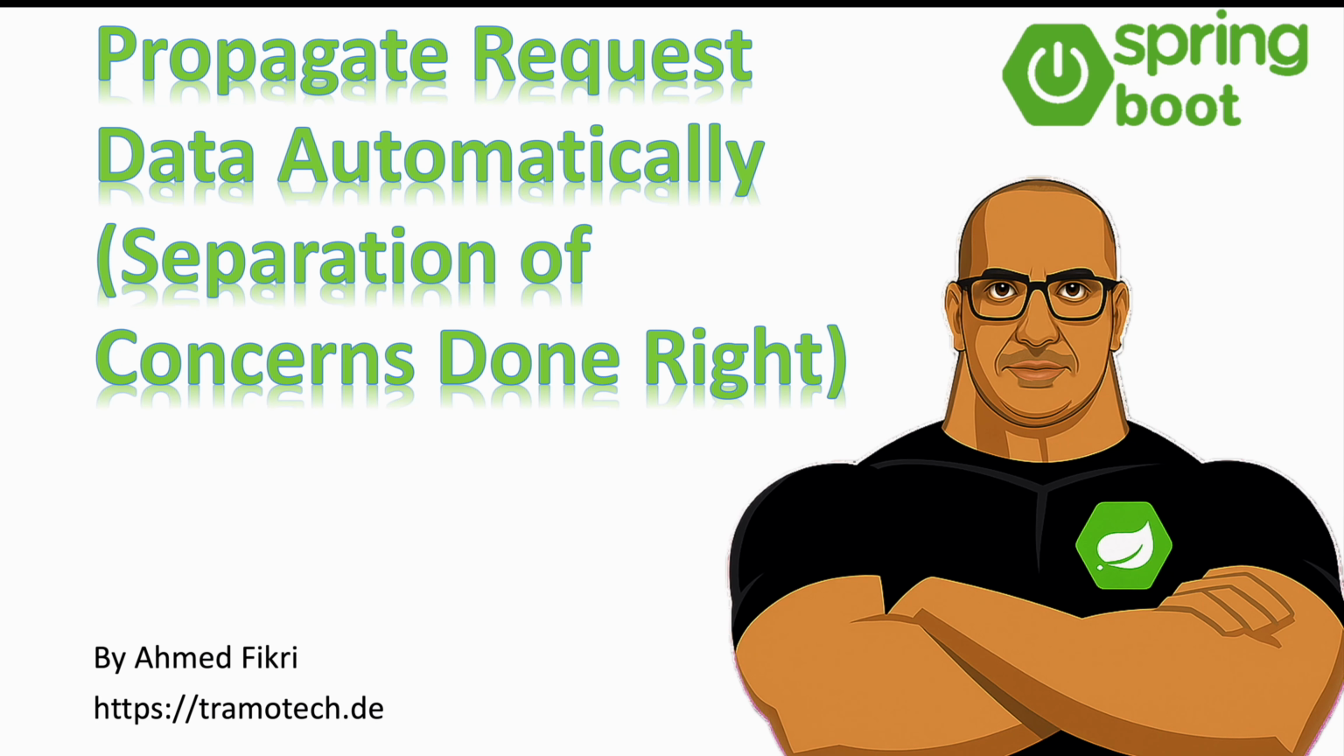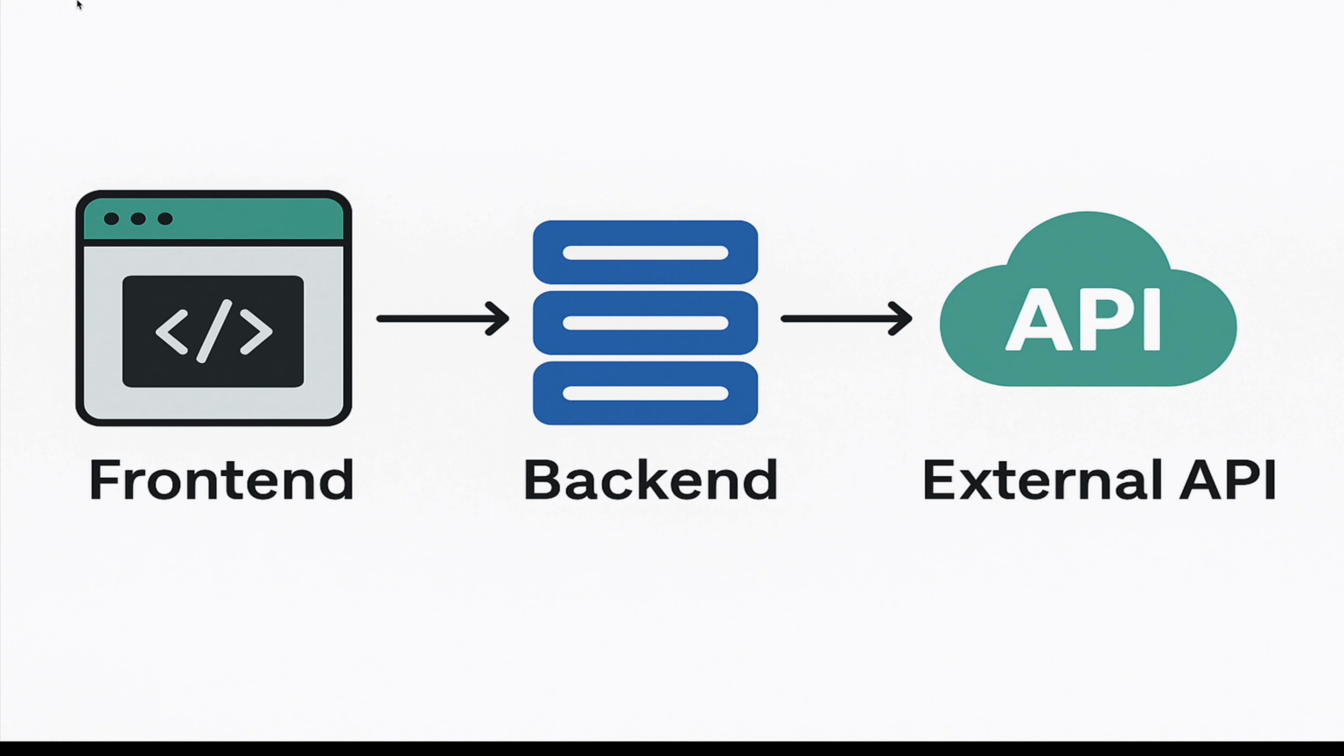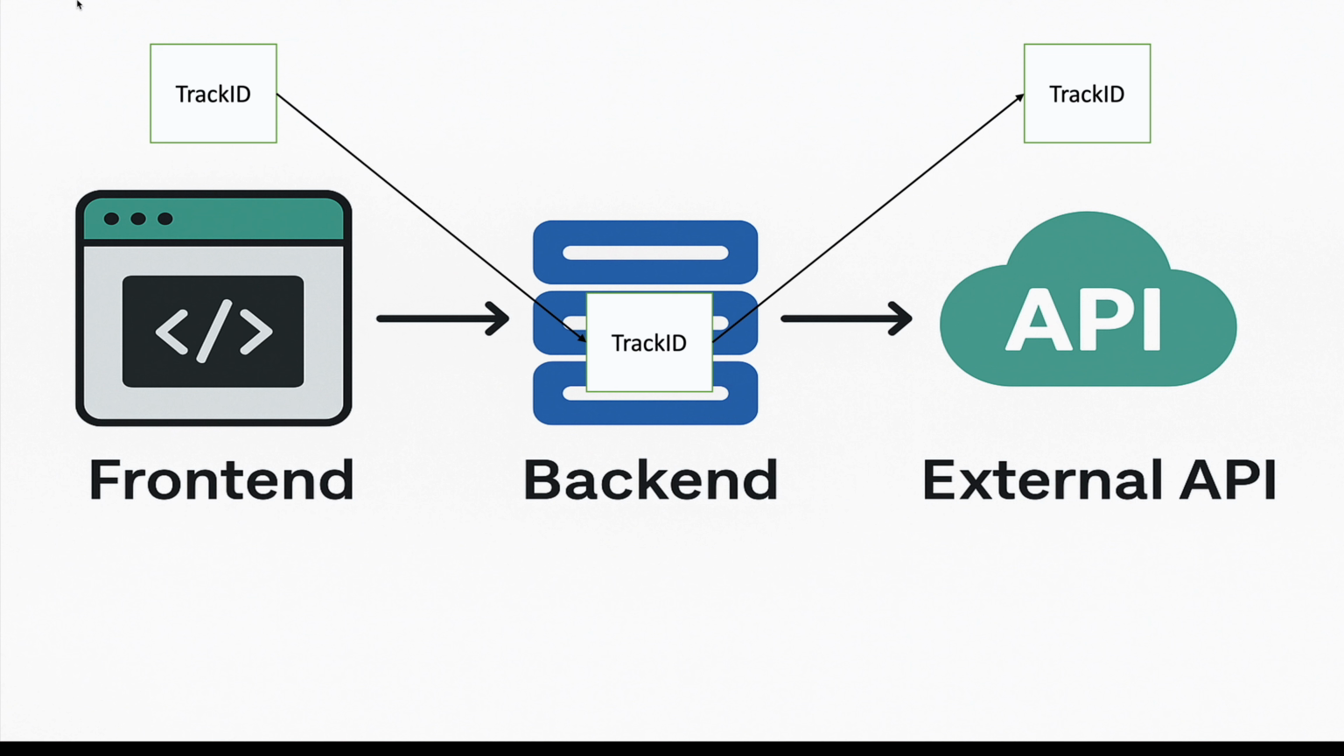Everyone, in today's quick Spring Boot tutorial, I will show you how to automatically propagate a request-specific key, like a track ID or authorization token, across your backend methods. Often your front-end sends a key that needs to reach an external API through your backend. But if your backend has multiple service layers, passing that key manually through every method quickly clutters the code.